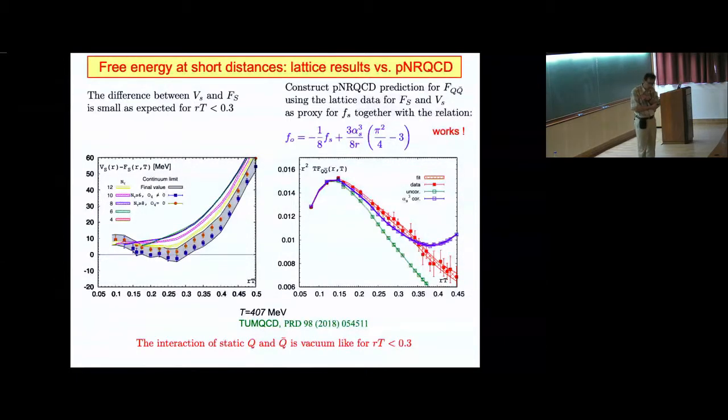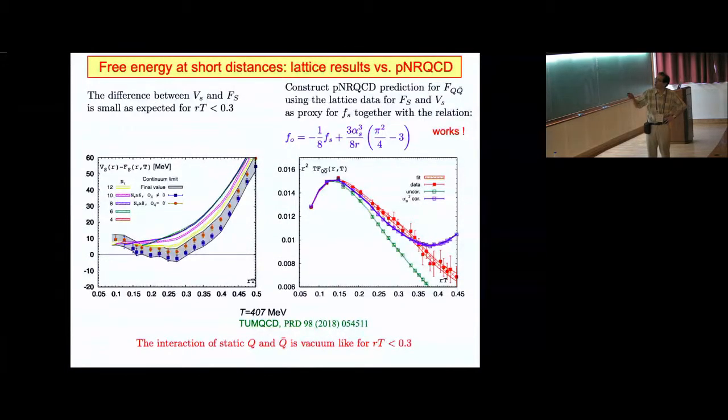Now you could use the PNR QCD result to understand the free energy of a quark anti-quark pair. So that was a singlet free energy. Here it was simple. It's just you have nothing or some onset of the color screening. But the free energy of a quark anti-quark pair is more complicated because now we have a singlet and octet contribution.